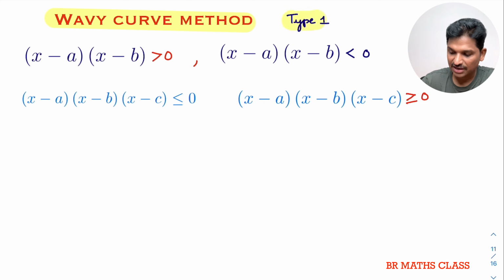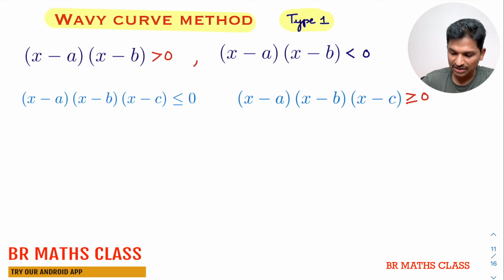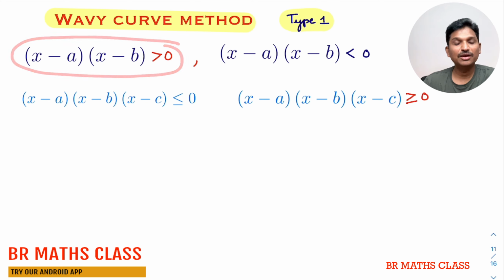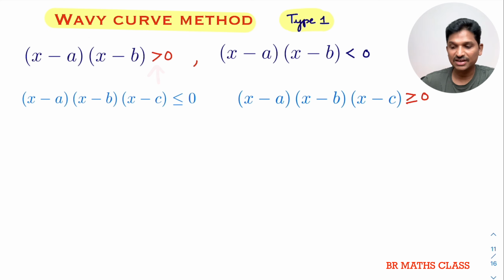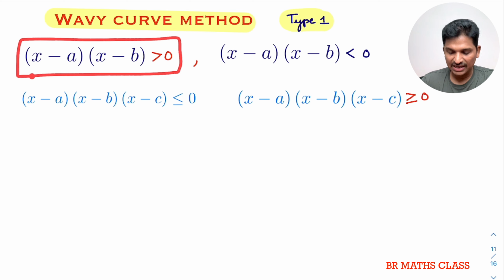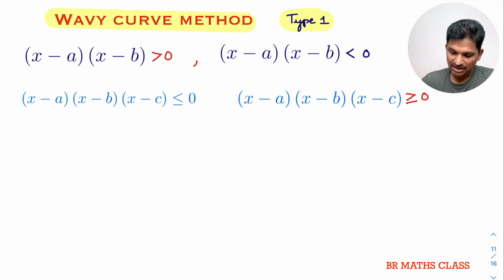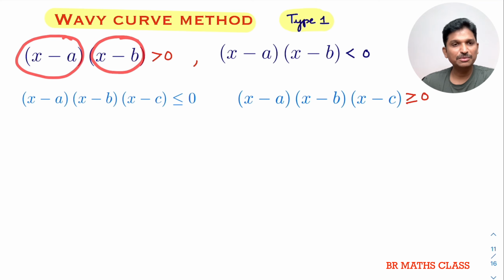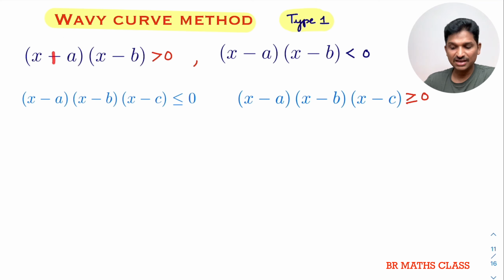How to identify that it is type 1? You observe the given inequalities. This is an inequality because the inequality sign greater than is there. What does type 1 mean? First, the inequality must contain linear factors. Look here, x minus a, x minus b. Plus is also okay. Suppose if plus is there, x plus a into x minus b greater than 0, that is also okay. And the x coefficient must be 1.